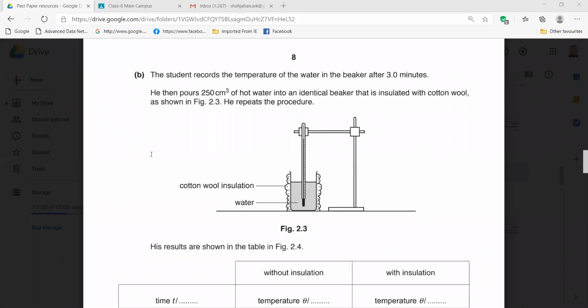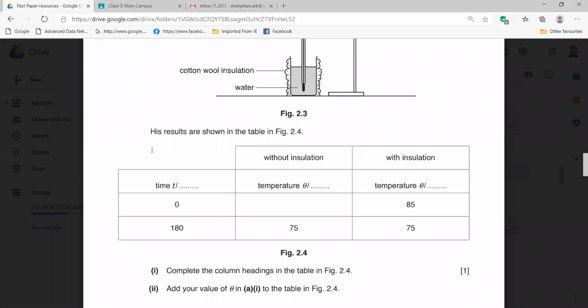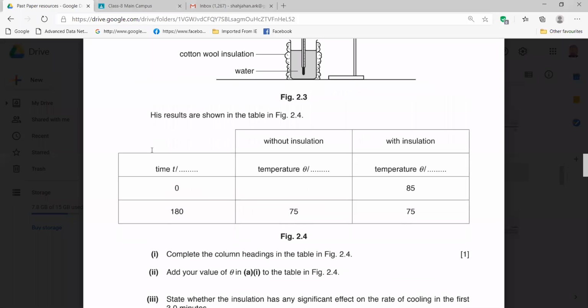Continue the question. Number 1. Complete the column headings in the table. Number 2. Add your value. First complete number one, sir.